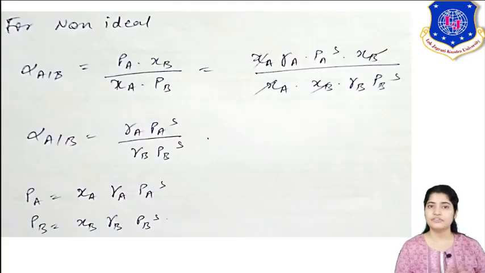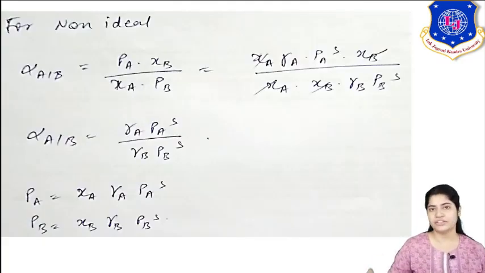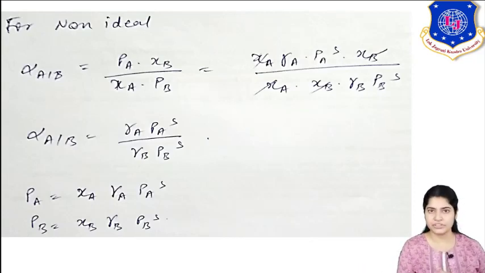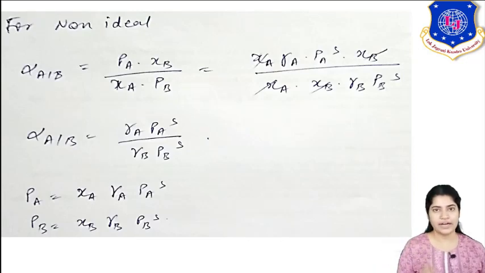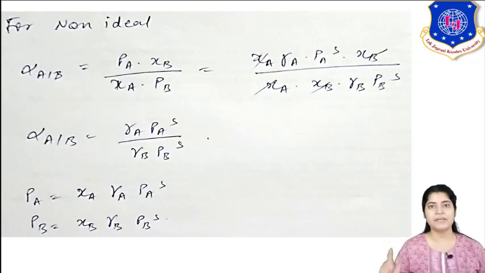Similarly for a non-ideal solution, for the non-ideal case, you add a correction factor, the activity coefficient, in the Raoult's law equation. So what does your partial pressure definition become? XA gamma A PA sat, XB gamma B PB sat. Now your relative volatility is defined as gamma A PA sat upon gamma B PB sat. So these equations must be learned by heart.